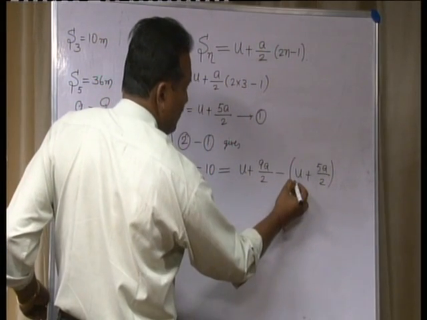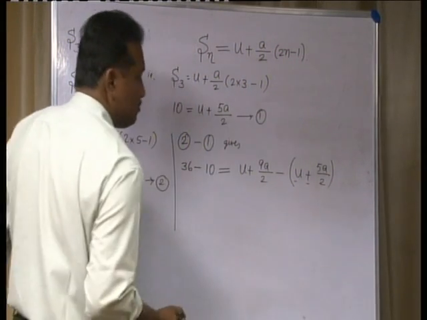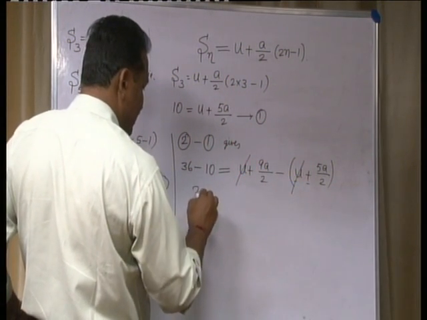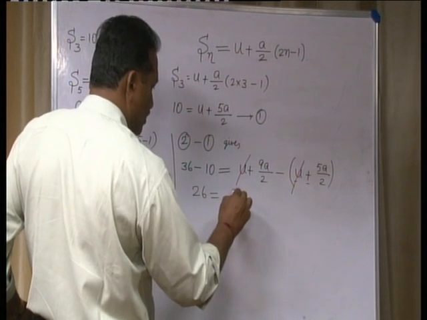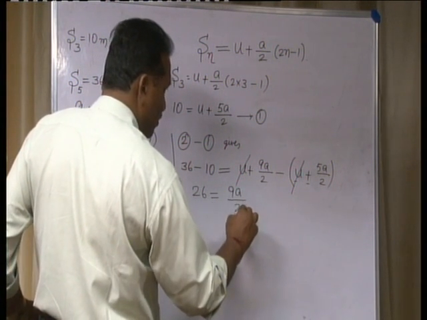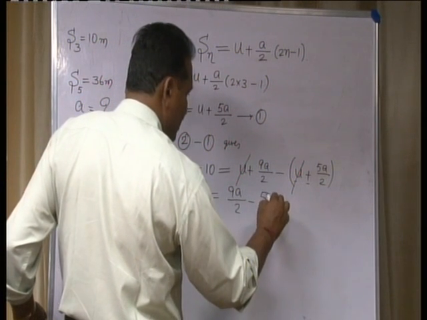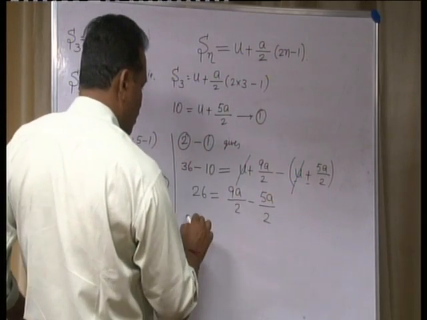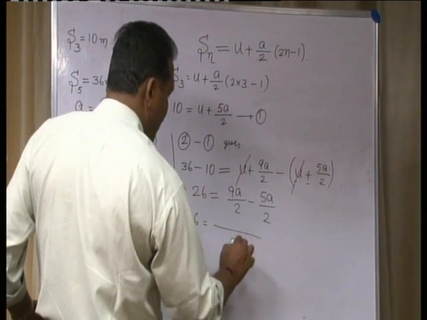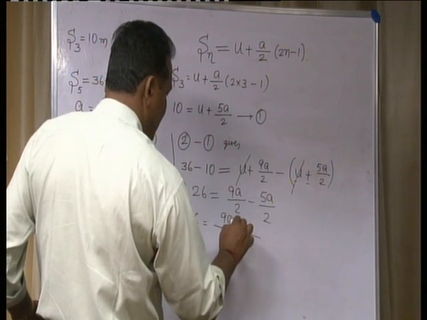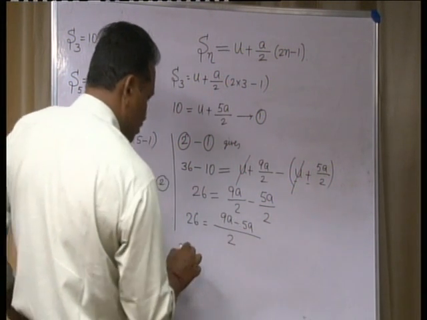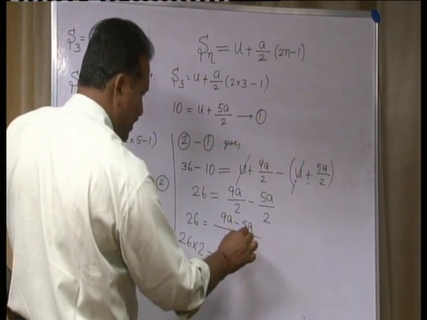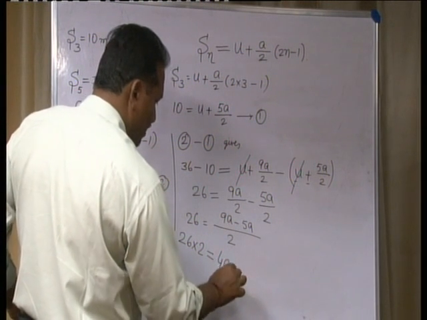By multiplying the minus, it becomes minus, and u minus u cancels. 36 minus 10 is 26, which is equal to 9a by 2 minus 5a by 2. Observe here, minus into plus is minus. Now 26 is equal to, taking 2 as the LCM, 9a minus 5a. Cross multiplying the 2, 26 into 2 is equal to 9a minus 5a, which is 4a.